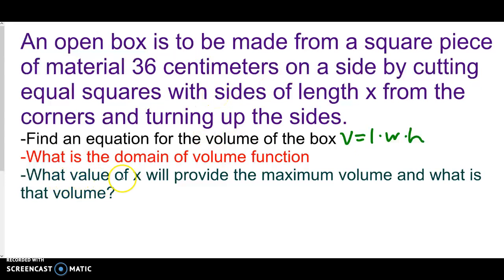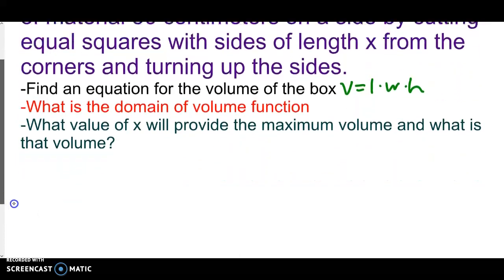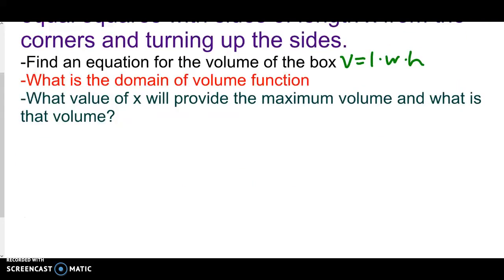And then last but not least, we want to find the value of x that will provide the maximum volume. And we want to find out what is that volume. And just a hint for this third part, you probably want to use your calculator. So I'll get us started by drawing a picture, and then we'll see if you can do the rest. So I'm going to start by drawing a box.